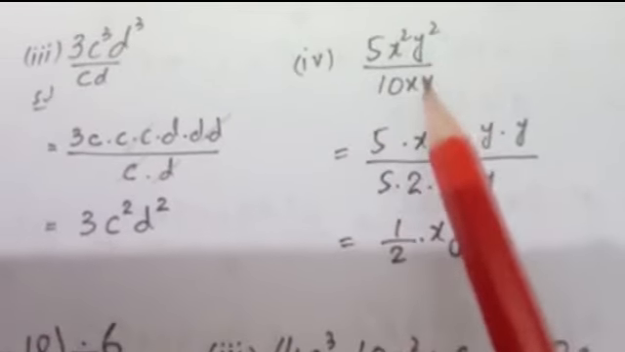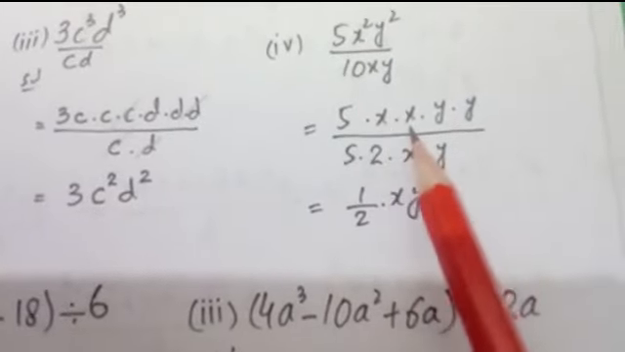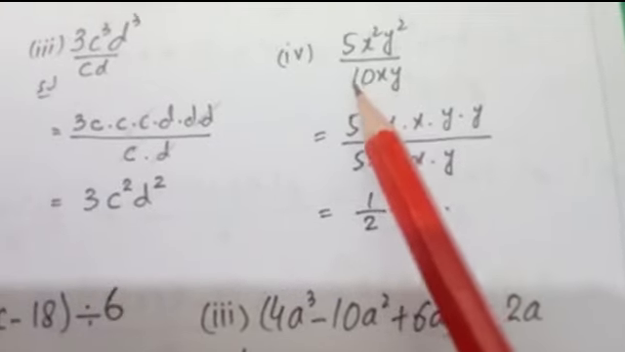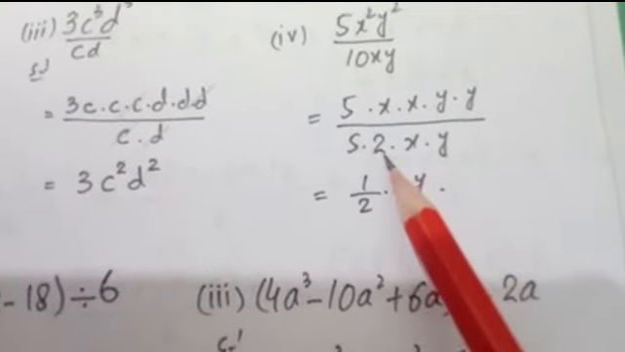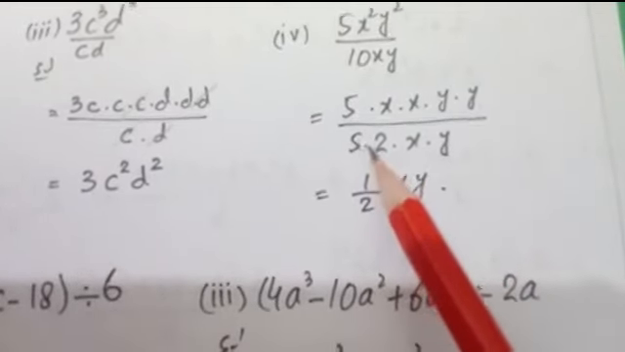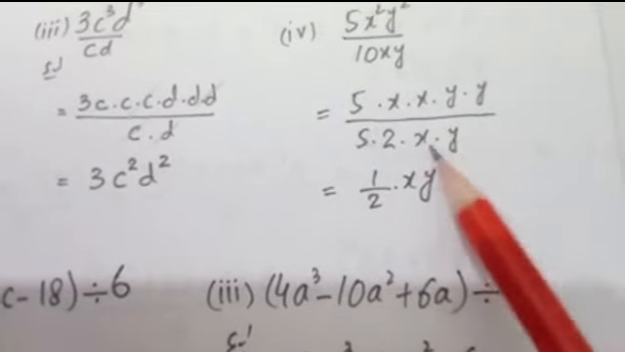Now see the fourth part, 5x square y square divided by 10xy. Now expand this expression. You can write x square as x into x and y square as y into y, divided by, you can write 10 as 5 into 2. This dot is representing multiplication here. 5 into 2 and xy.